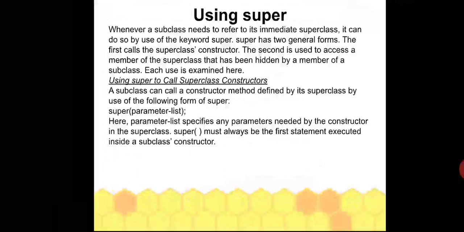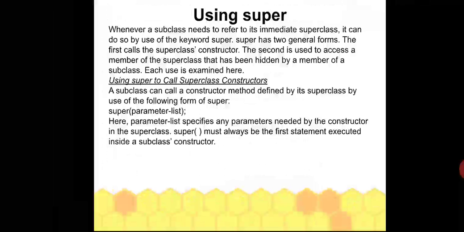If you want to access the properties of class B from C, then you require the super keyword. This is what we call the immediate superclass. It is not the root class. Immediate superclass means just above the referring class.